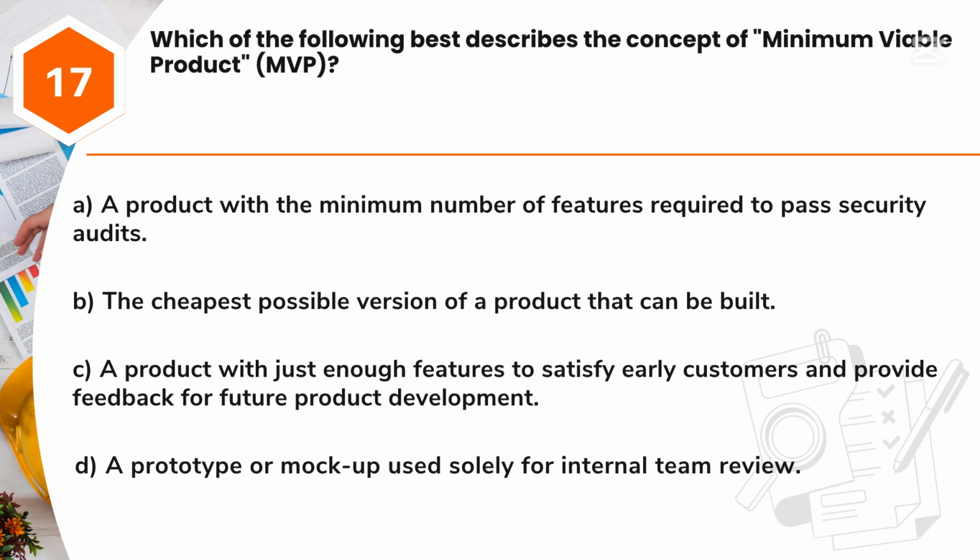Question 17. Which of the following best describes the concept of minimum viable product, MVP? A. A product with the minimum number of features required to pass security audits. B. The cheapest possible version of a product that can be built. C. A product with just enough features to satisfy early customers and provide feedback for future product development. D. A prototype or mock-up used solely for internal team review.